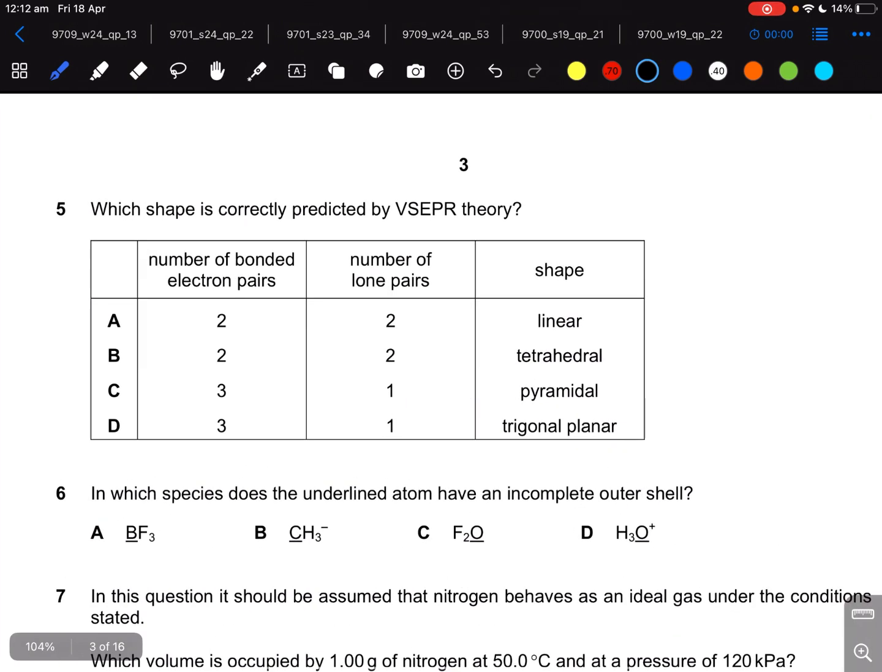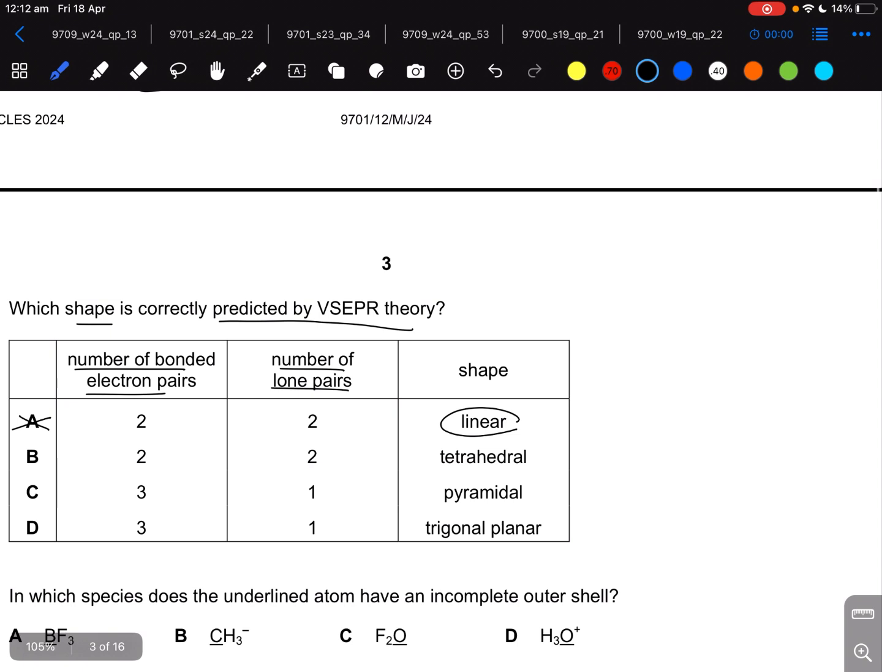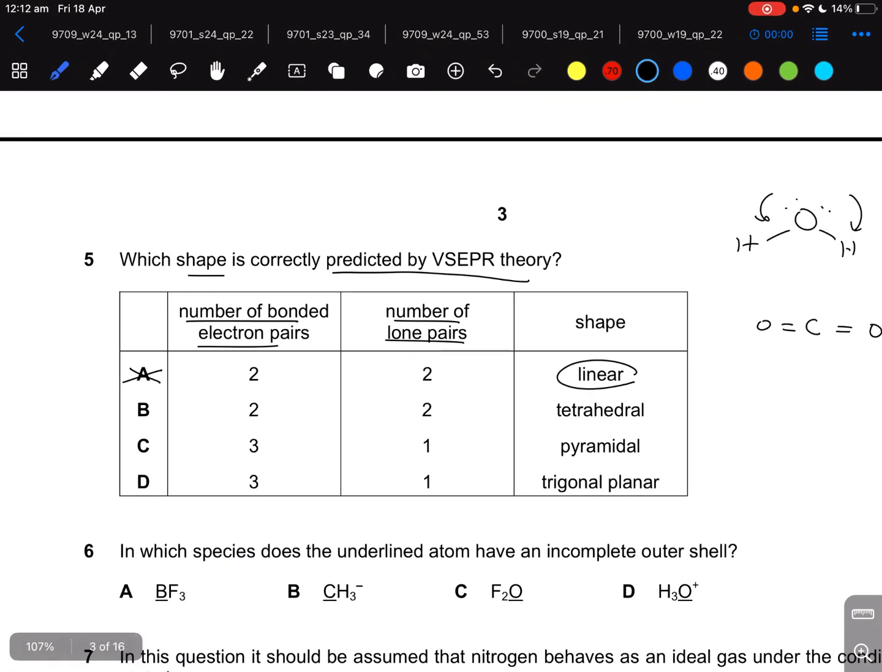5. Which shape is correctly predicted by VSEPR theory? Number of bonded electron pairs, number of lone pairs. Linear. That's wrong. That's simple VSEPR theory. You know that. For example, water, the best example for this. 2 bonded pairs, 2 lone pairs. They push them down, so it's not linear like CO2, which doesn't have any lone pairs to push those bonds down. So it's non-linear. So A is wrong.